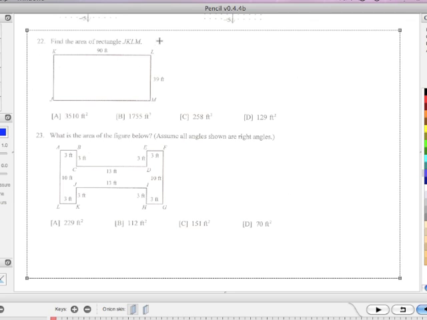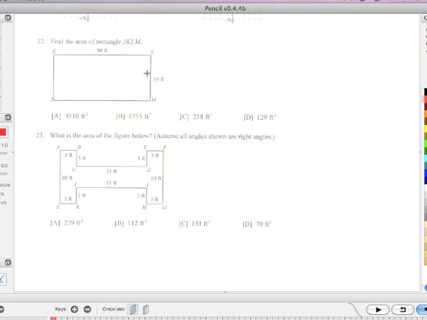Find the area of rectangle JKLM. So we have 90 by 39 feet. So it's just the base times the height. And 90 times 39 is going to be, well, this is definitely going to end in a 0, right? It has to be this one. It has to be A. And if you did the multiplication, you'd find that too.